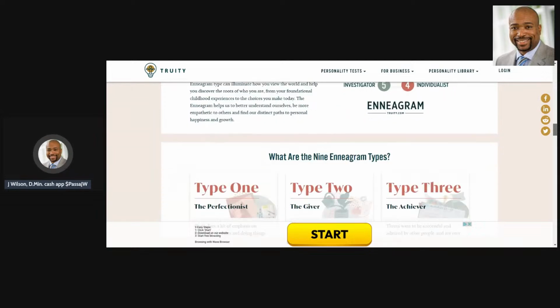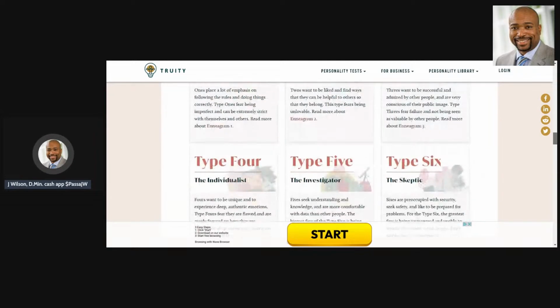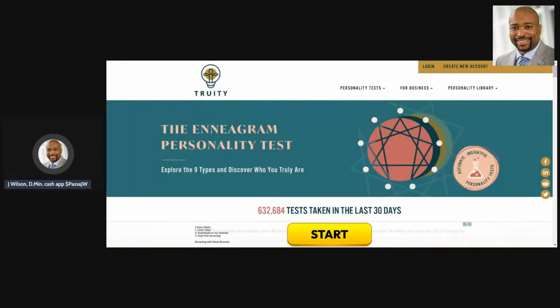Okay. And this is Truity. And like I said, you all, this will help you. You know, I think it's very helpful. And it's called the Enneagram Personality Test. And I think it's very, very helpful. And I think in this season, we really need to know who we are.